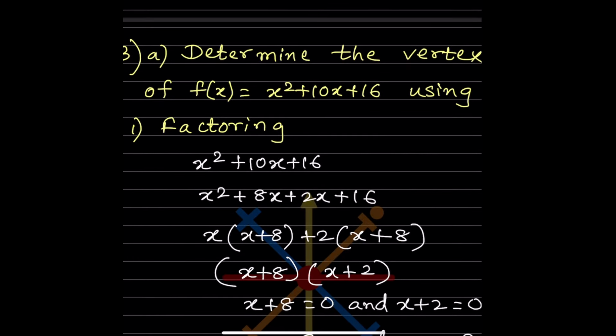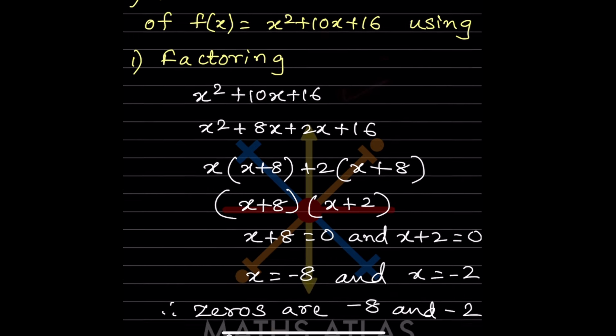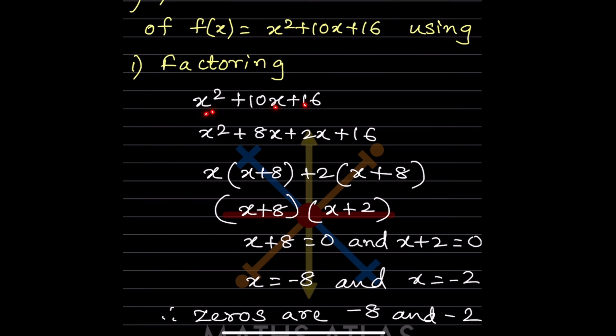Determine the vertex of f(x) = x² + 10x + 16 using the factoring method. The factoring method means this is a quadratic equation, x² + 10x + 16. This is the first term, this is the middle term, and this is the last term. The coefficient of the first term is 1. So 16 ones are 16. You are going to take factors of 16 in such a way that for the middle term you should get 10. So 2 8s are, 2 4s are, 2 2s are, and 2 1s are.